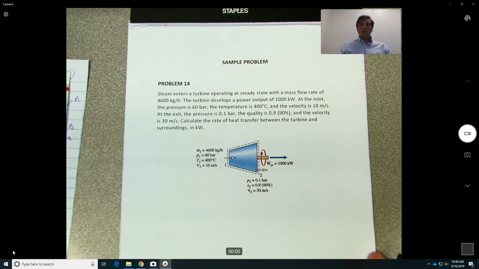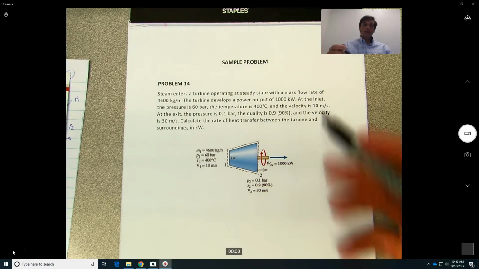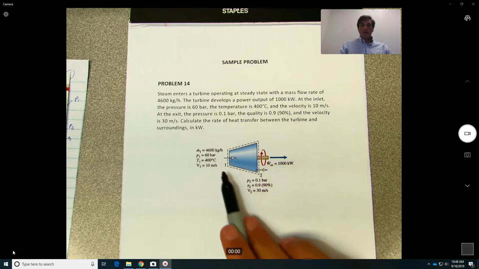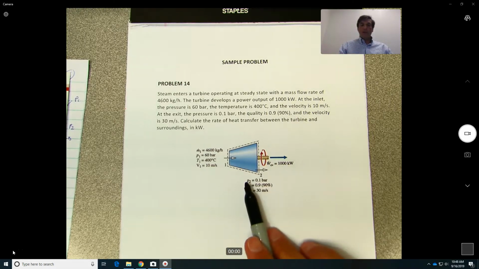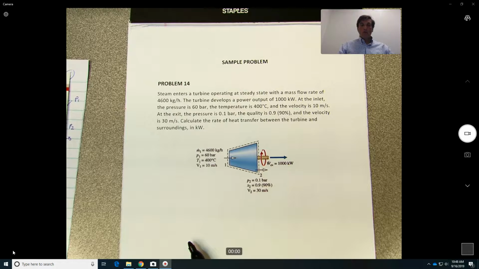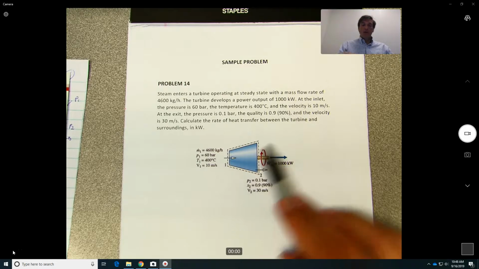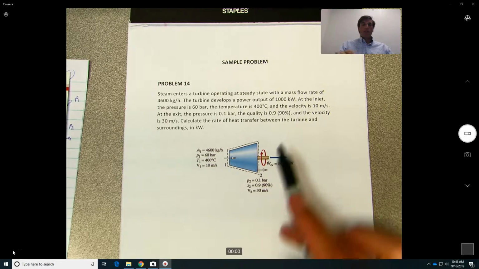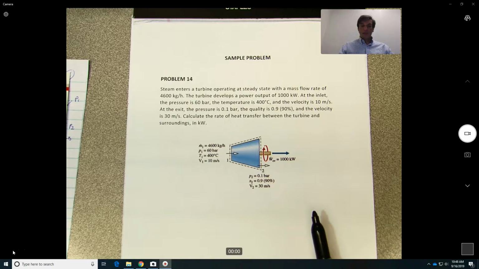Okay, welcome back. So we're going to do now a problem about basically a turbine that generates power, and what we need to find over here is what is the heat transfer between this control volume and the surroundings. Okay, but let's just read the problem statement.